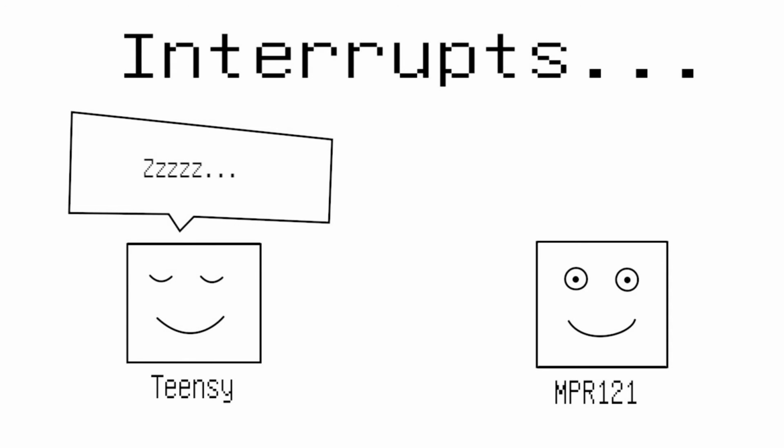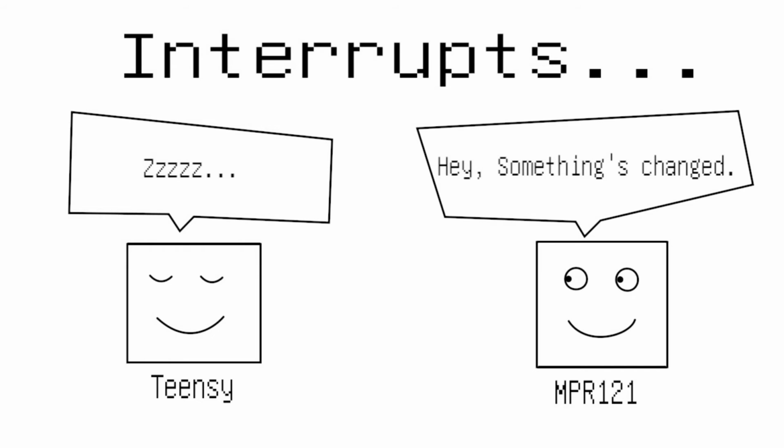The IRQ pin, on the other hand, allows the device collecting the data, called a peripheral device, to tell the microcontroller when it has a change to report. This is way more efficient generally, as it lets the microcontroller get on with other things in between changes in the state of the peripheral device.